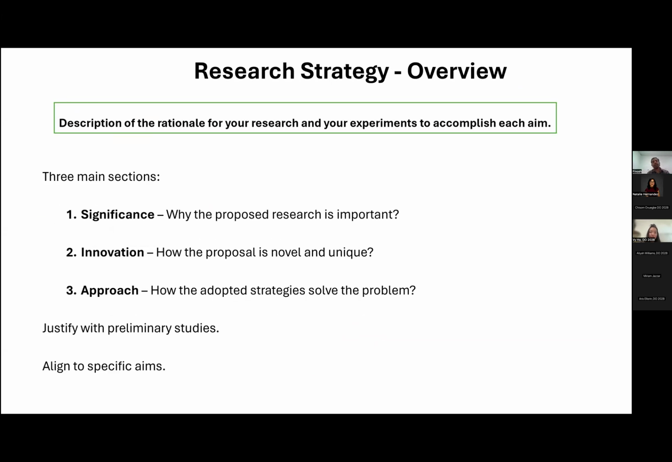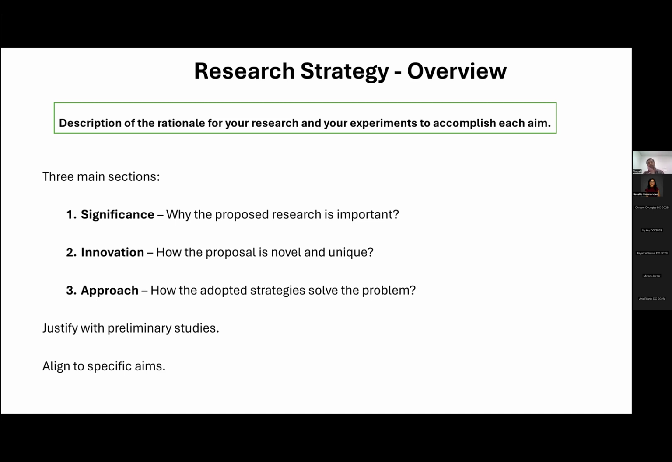And when we look into research strategy, it is the description of the rationale of your research and how you plan your experiments to accomplish your objectives. As we discussed in our specific aims, we may have 2 to 3 specific objectives. So in research strategy, we need to give a clear-cut description of how and why we are going to accomplish those aims following a certain set of experiments based on our expertise. This research strategy can be divided into 3 major sections. That's where the reviewers look.